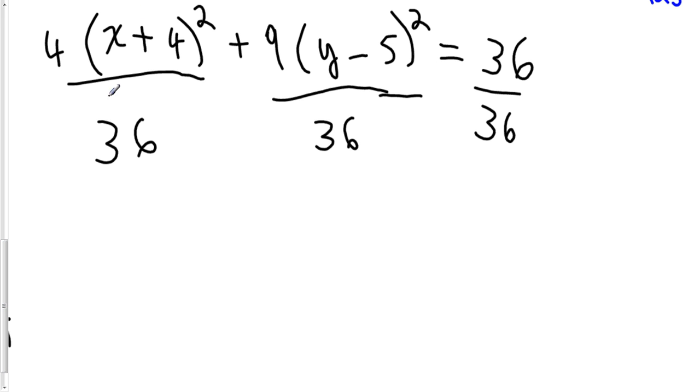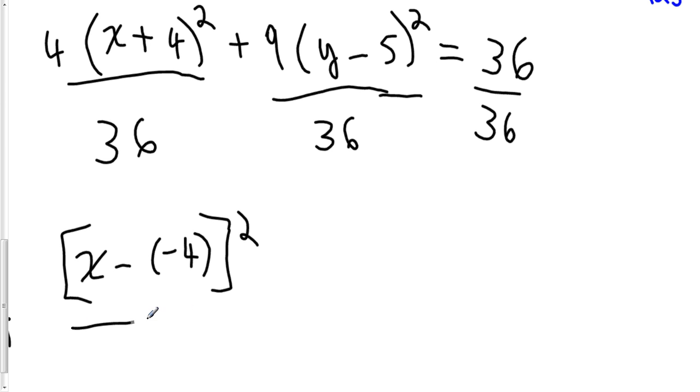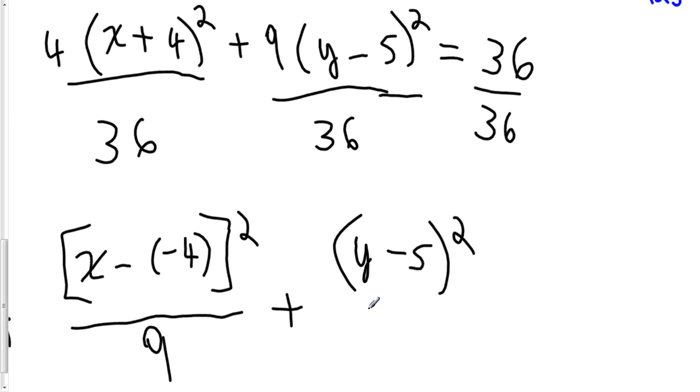That allows me here to cancel 4 over 36. So I get x plus 4, which I can write as x minus negative 4, just so it fits the formula. And then on the bottom, I have, well, it was 4 over 36, which is 1/9. And then plus y minus 5 squared over, well, 9 over 36 is 4, and this is equal to 1.